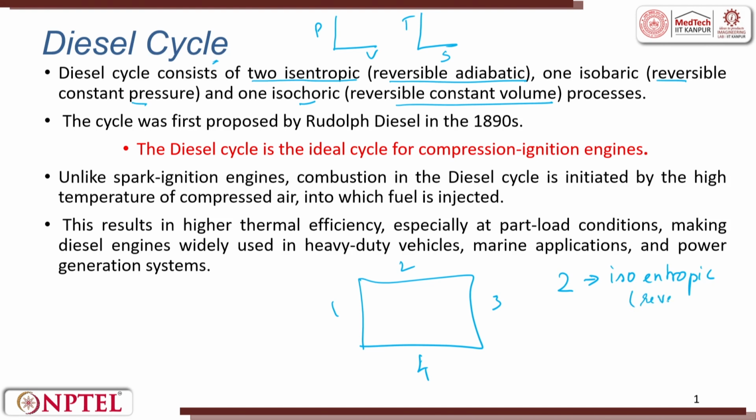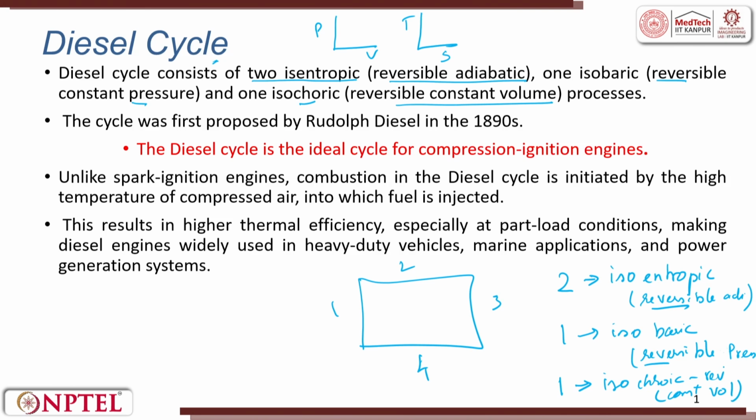And it is also reversible adiabatic. It is very important. Adiabatic is also very important. We have seen what is adiabatic, reversible cycle also we have seen. Then one is isobaric. So, it is again reversible constant pressure, because bar is pressure, right. Then one is isochoric, which is constant volume, and all the processes are reversible.